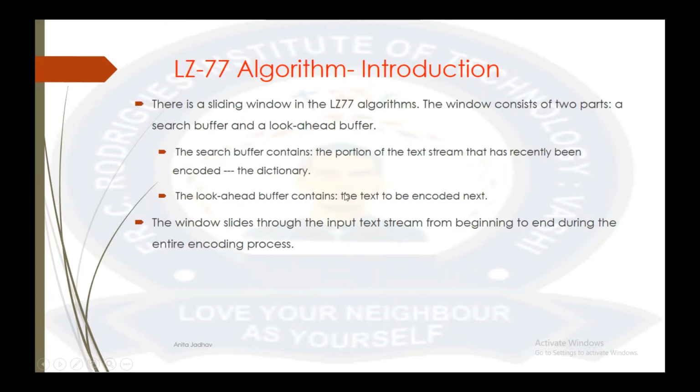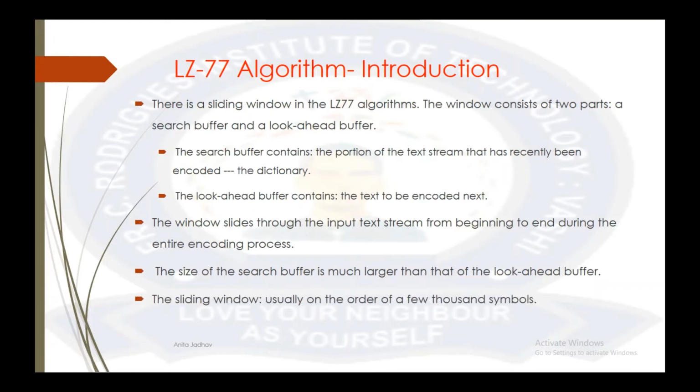The moment input data is encoded, it goes to the search buffer and the next data comes to the look ahead buffer. The size of the search buffer is much larger than that of the look ahead buffer because that is your dictionary. If your dictionary is big, only then are you going to achieve compression. That dictionary tells you that this much data has been encoded and we already have a code word for that particular data. The sliding window is usually on the order of a few thousand symbols. The look ahead buffer is on the order of several tens to 100 symbols.